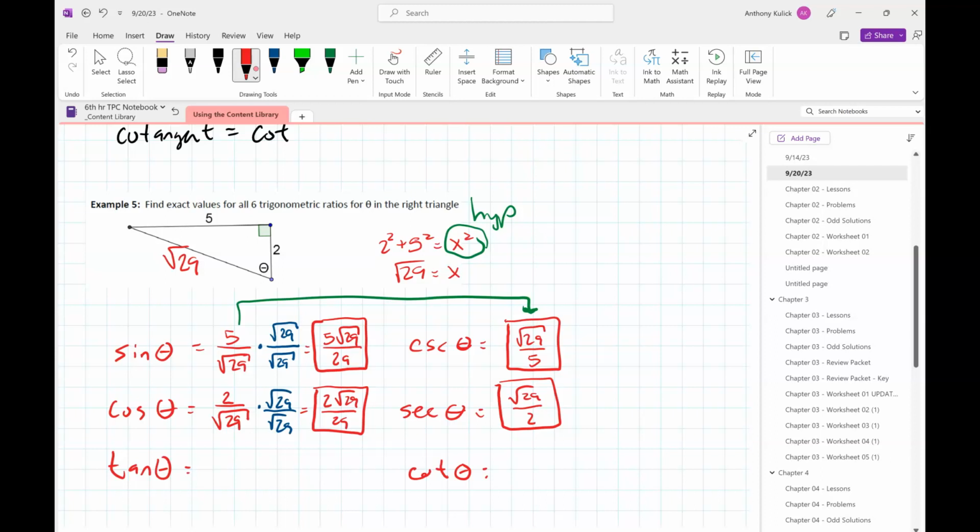Tangent is opposite over adjacent. Well, I don't have to do anything with that. That's perfect just the way it is. So cotangent is 2 over 5. Beautiful. No big deal, right?